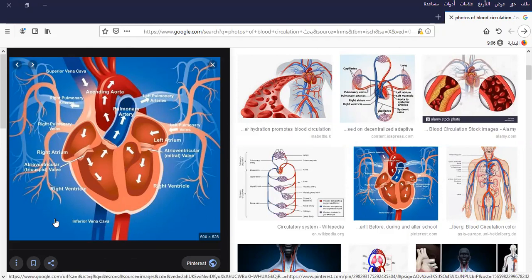I will start at the right atrium. Where does my blood circulation start from? The right atrium. Yes, there is a pacemaker in the right atrium, and the pulse starts from there. The right atrium is connected with the largest vein in the body.